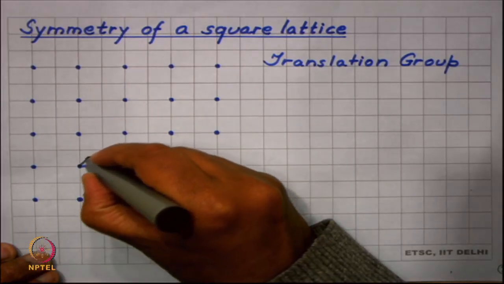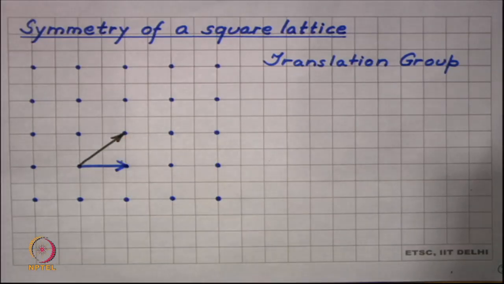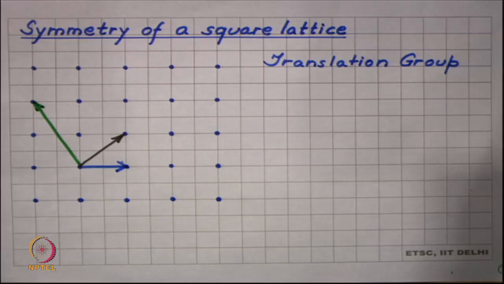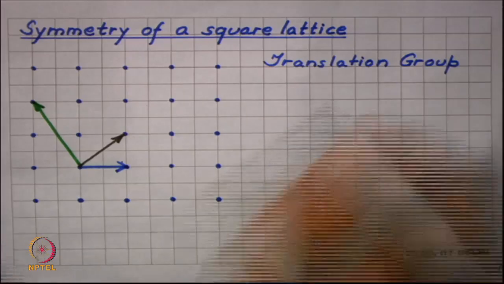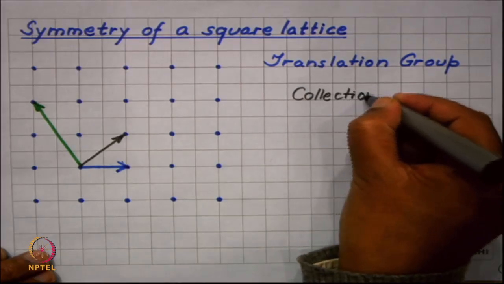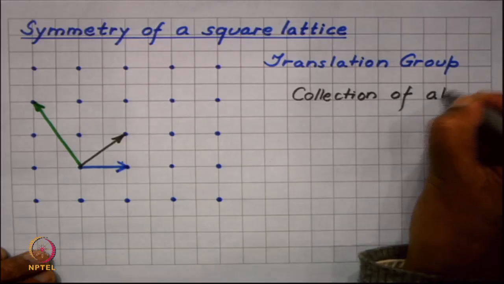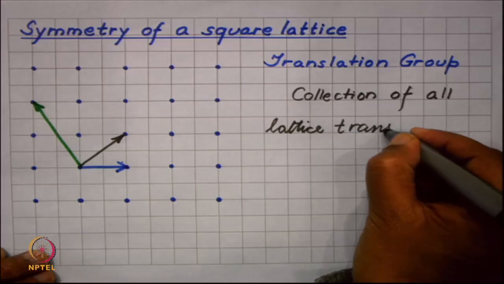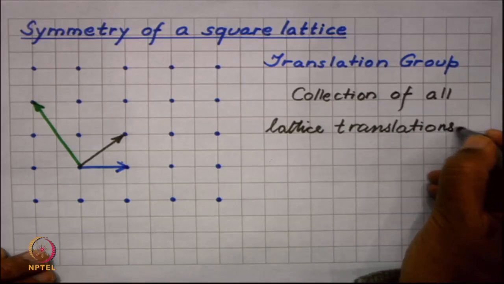Similarly, if I draw this diagonal black arrow, this is also a lattice translation, and if I draw yet another vector from this lattice point to that lattice point, that is also a lattice translation. So, a lattice has several translations. A collection of all these translational symmetries is called the translational group of the lattice. So, translational group: collection or group of all lattice translations.